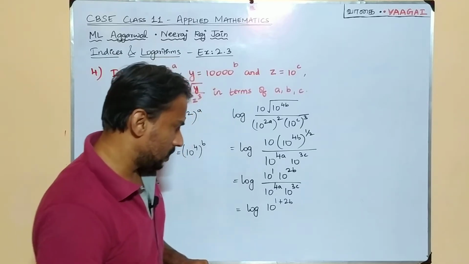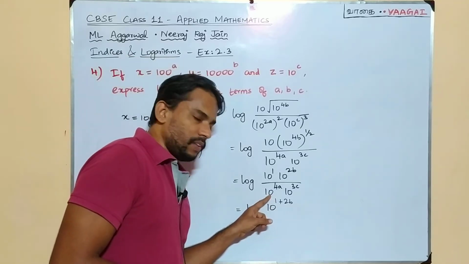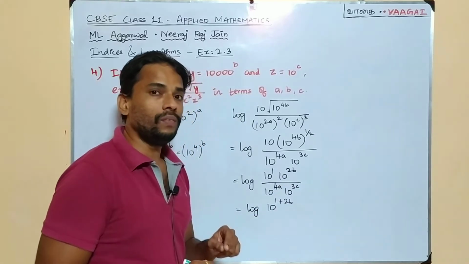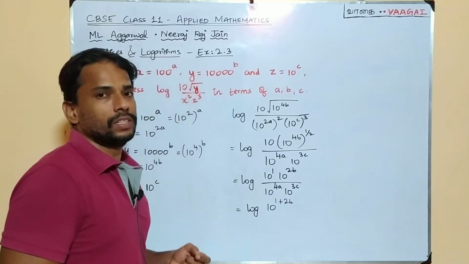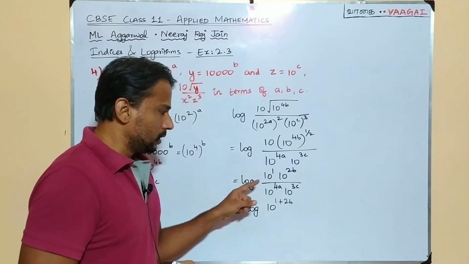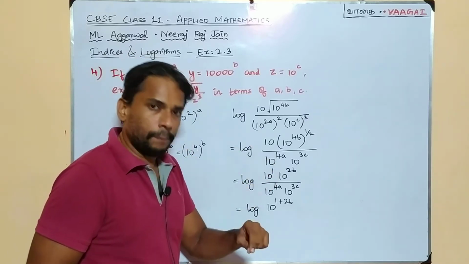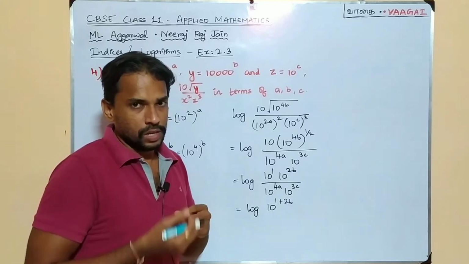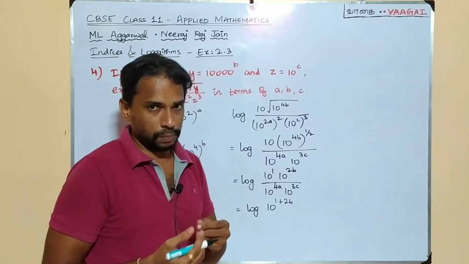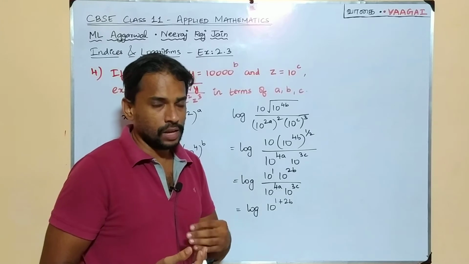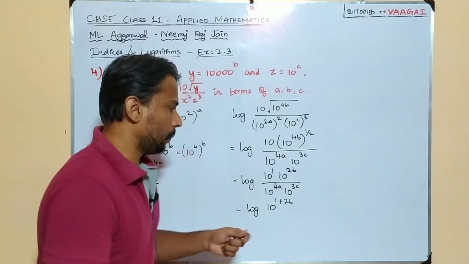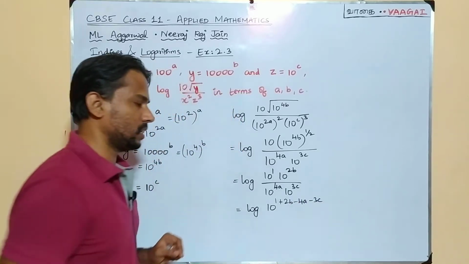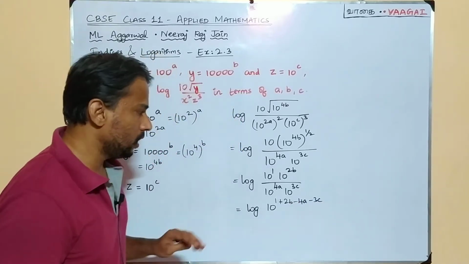And in the same way, we have divided by 10 power 4a and 10 power 3c. So now what will those powers become? They will simply become minus, because they are like a power m divided by a power n. When same numbers raised to different powers are divided, the powers get subtracted. So it will become minus 4a minus 3c. I hope you can understand this. Clear?